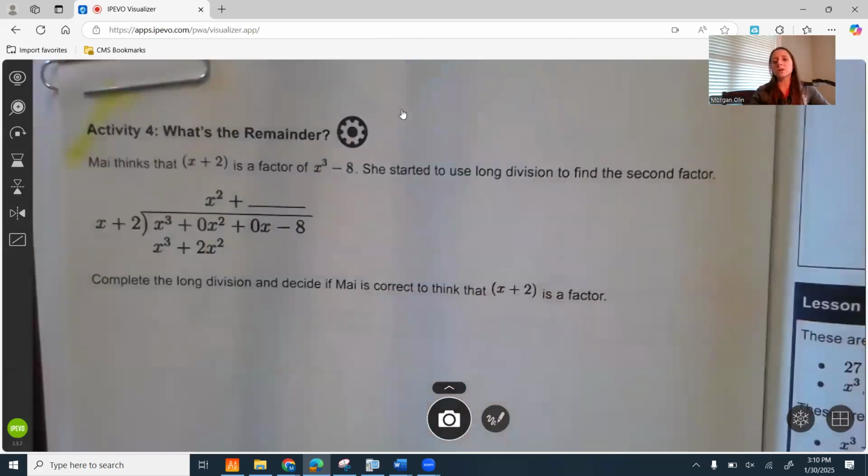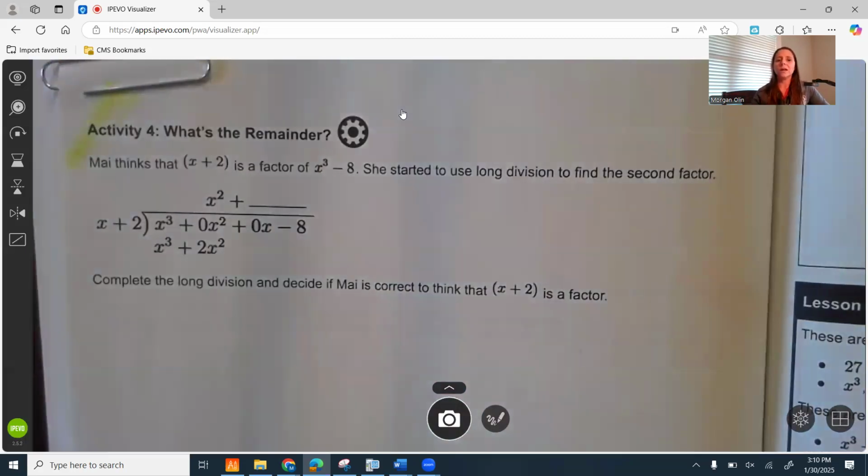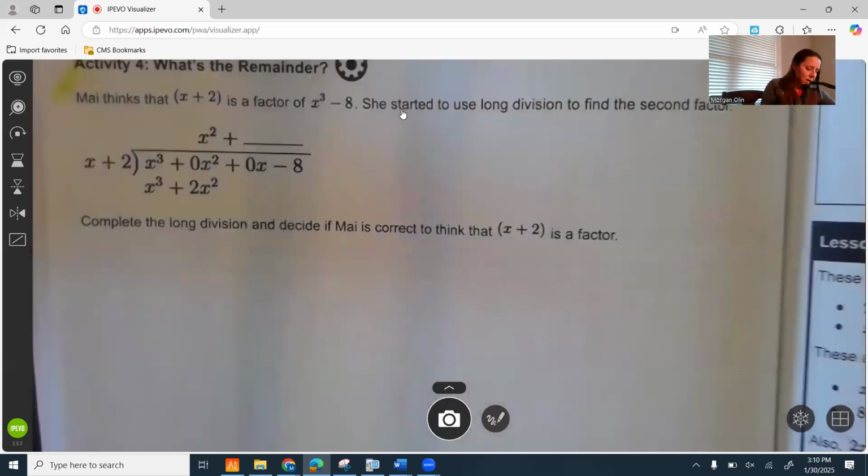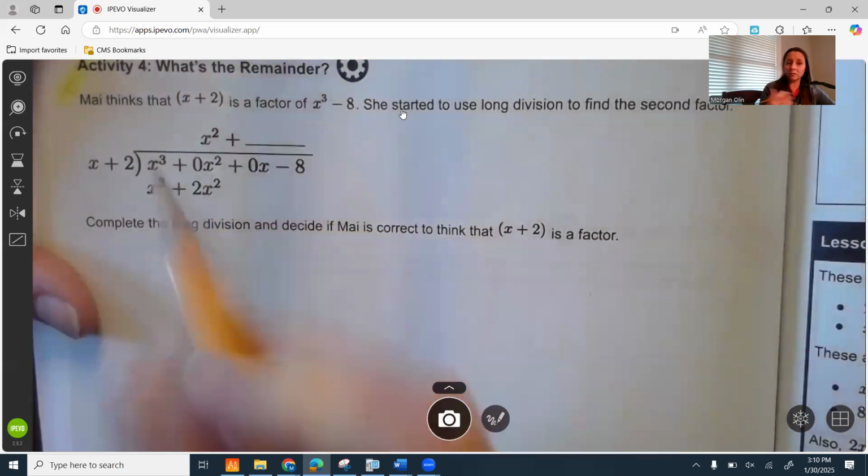Well, remember when we started talking about factors, what has to happen, especially when we do long division? If you want to do synthetic, you can. I'll just stick with long just to practice long. And they started it for us. Okay, so here they put our zeros in. Great. Okay, they started to divide.